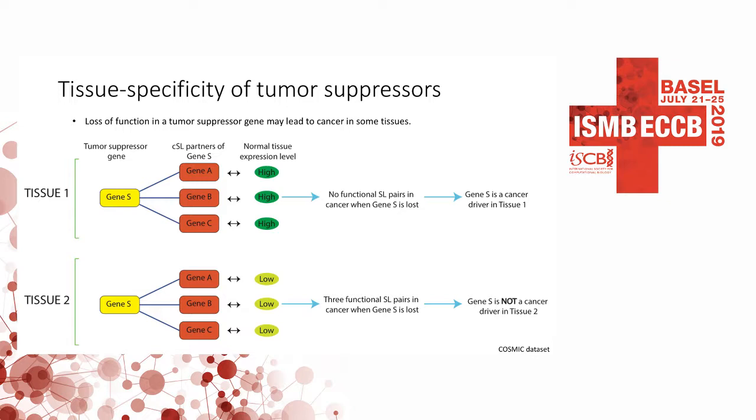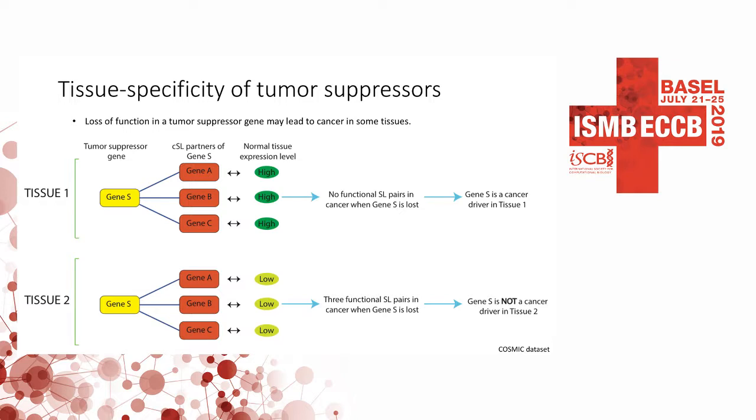In tissue 2, they all have low expression. So now, if gene S is lost or mutated, it forms a low-high, low-high, low-high formation here. That means there's no functional SL pair when gene S is lost. When in tissue 2 it's lost, it forms a low, low, low, low, low, low formation here. That means there are 3 functional SL pairs when gene S is lost in cancer, right?